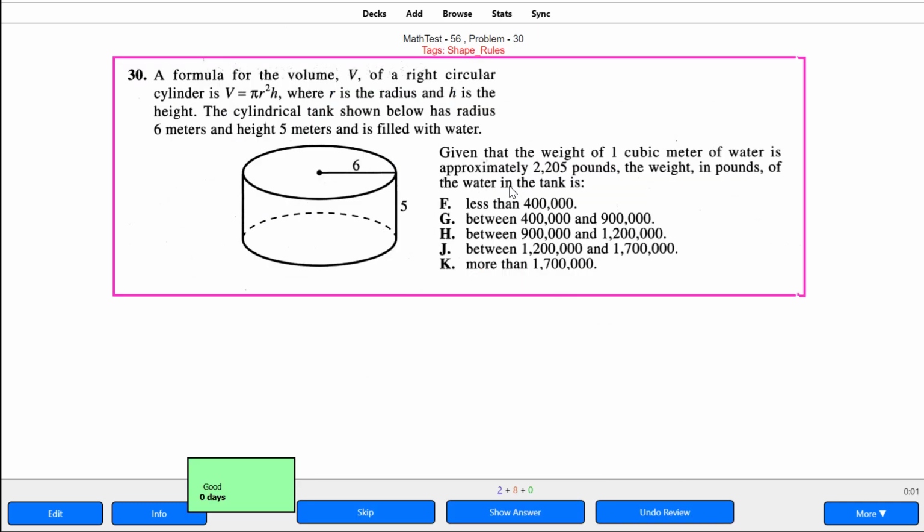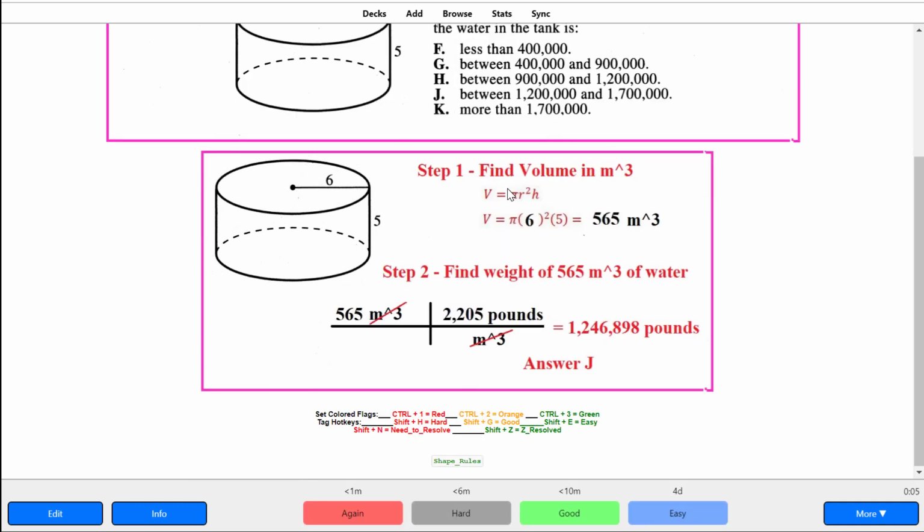Problem 30, they give us a cylinder tank. The units are in meters, and they also give us the volume formula. The problem also gives us that 1 cubic meter of water weighs 2,205 pounds. And the question the problem is asking is how many pounds does all the water in this tank weigh? So this is really a two-step problem. One is we calculate the volume in cubic meters, and we multiply that number by 2,205, and that gives us the pounds. So step one, we find the volume, it's 565 cubic meters. Multiply that by 2,205, and that becomes how many pounds? That's answer J.